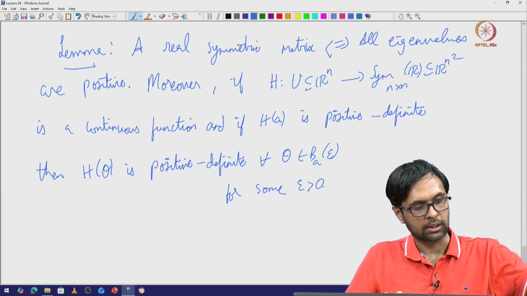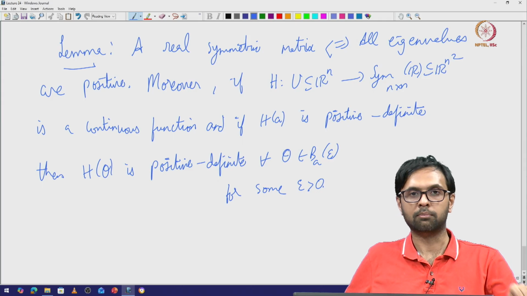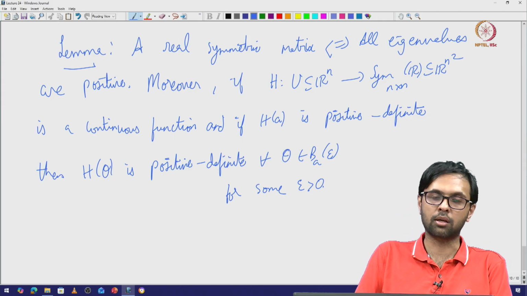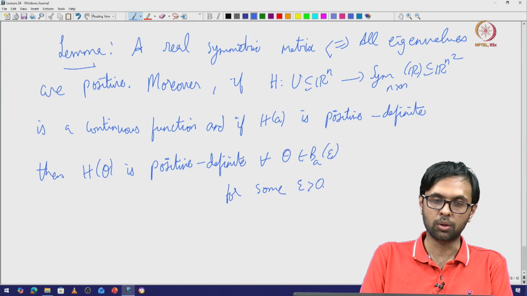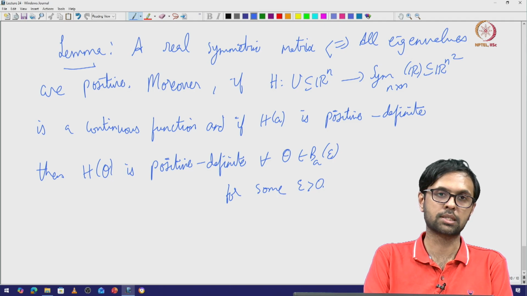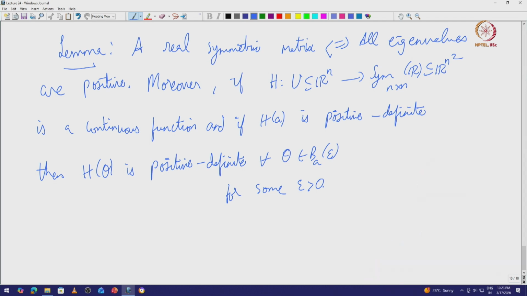So this is the statement of the linear algebra lemma, which we will use in conjunction with Taylor's theorem to prove the second derivative test. We are out of time right now, so we will continue next time and finish the proof of the second derivative test, and I'll also give you an example of how to actually use it in practice.